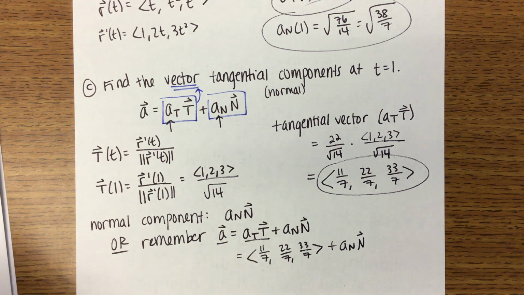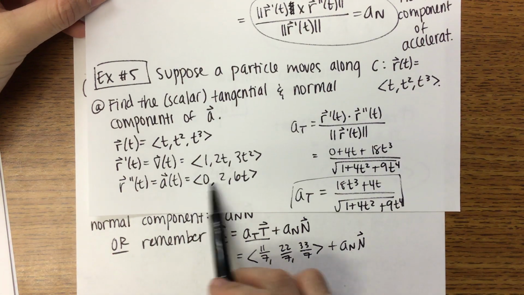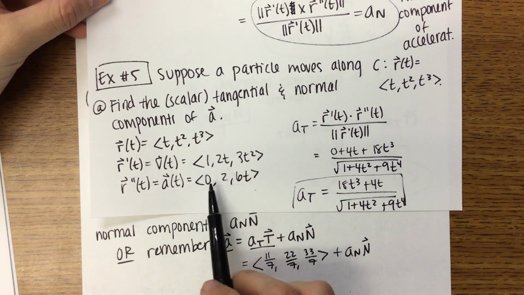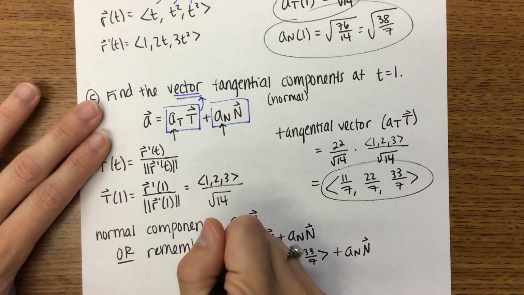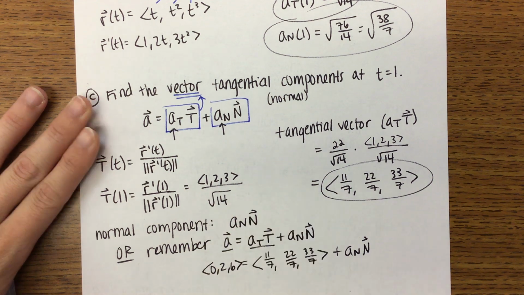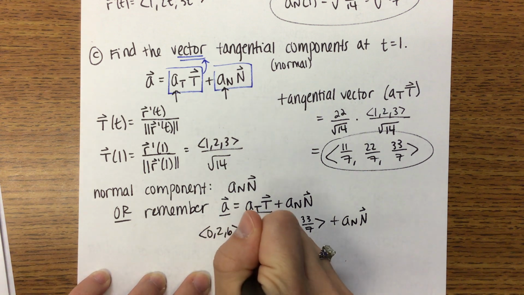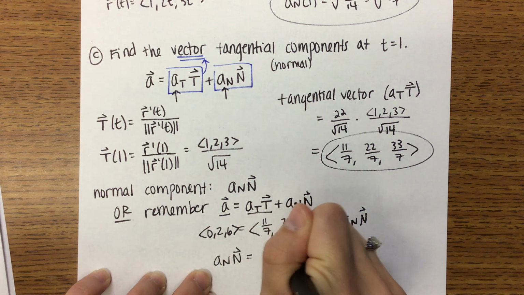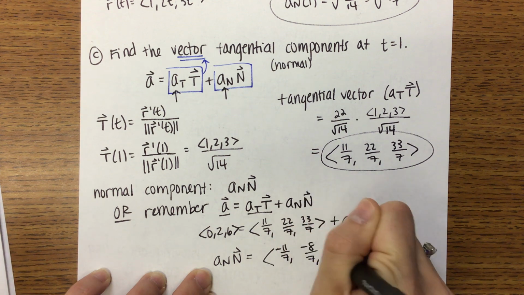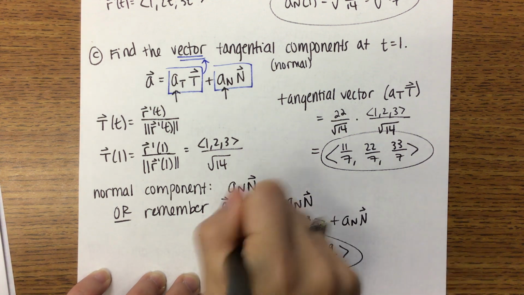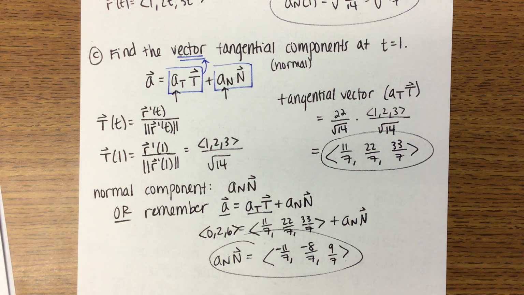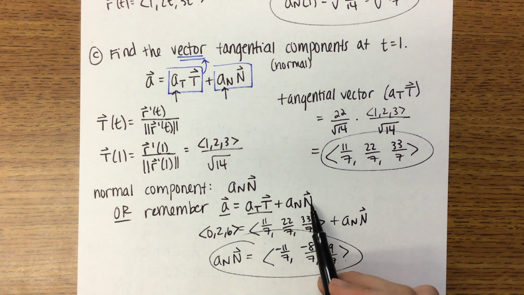Acceleration, you can find. We found that earlier in the problem. So if we plug in 1, we get 0, 2, 6. Then just subtract over, and you get the vector normal component to be negative 11 over 7, negative 8 over 7, and 9 over 7. Now, if you want to find the unit normal vector and use that, you are definitely welcome to. It just is a little bit more tedious.